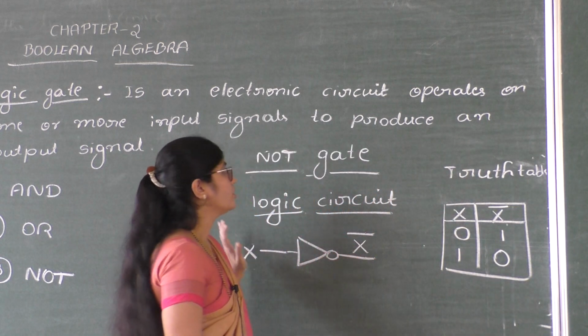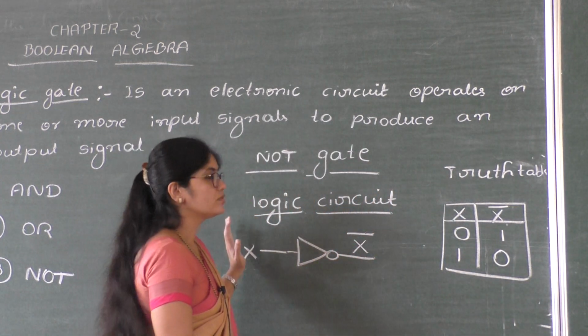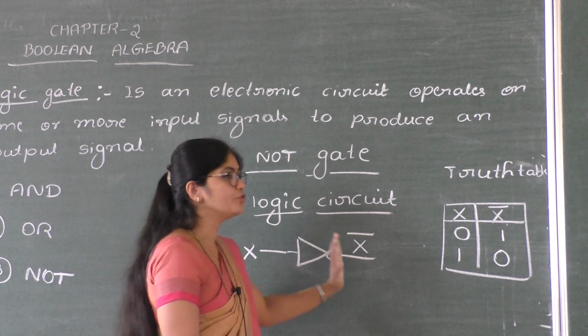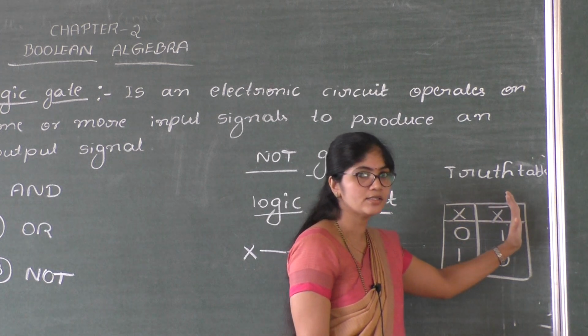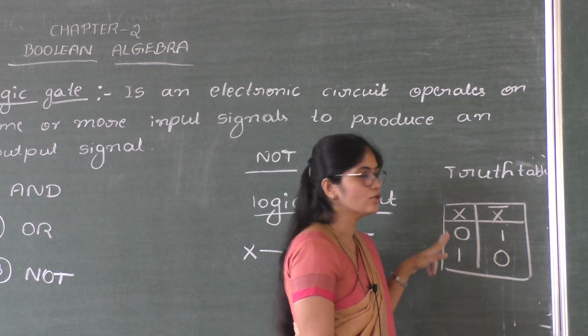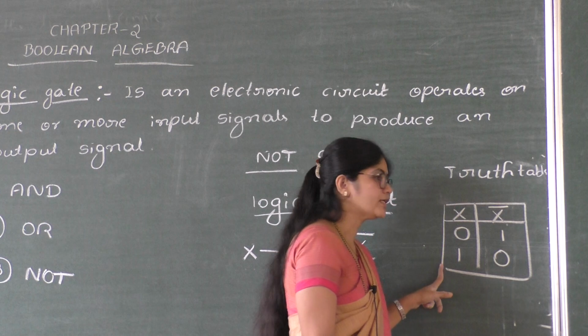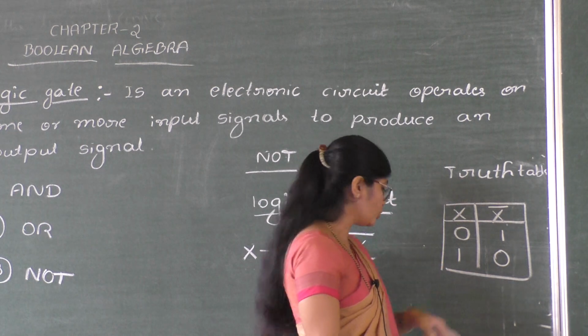So this is about the NOT gate. NOT operates on one input signal and it produces only one output signal. X is the input signal, X bar is the output. If the value of X is 0, X bar is 1. If the value of X is 1, X bar is 0.